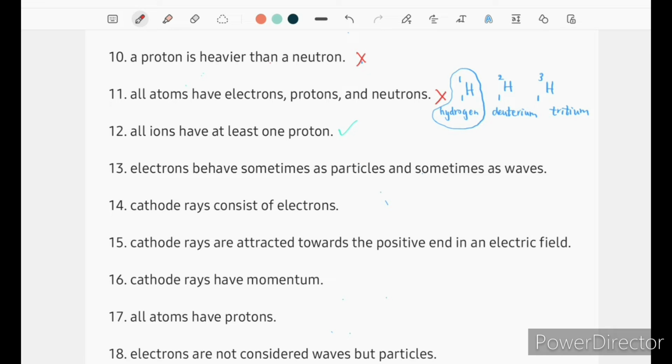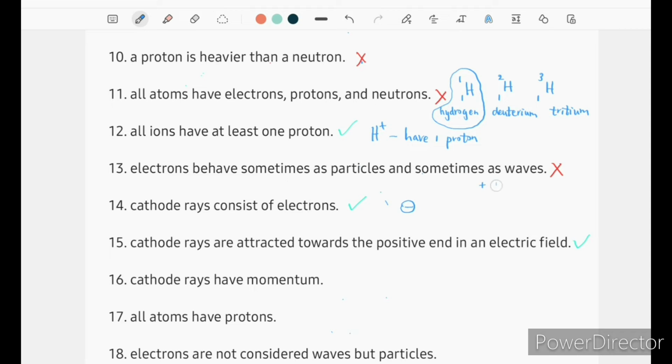H plus ion is the smallest ion and it has one proton. 13. Electrons behave sometimes as particles and sometimes as waves. It is incorrect. 14. Cathode rays consist of electrons. It is correct. Both electrons and cathode rays are negatively charged, so we consider cathode rays consist of electrons.